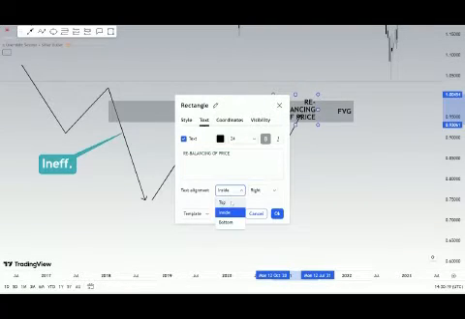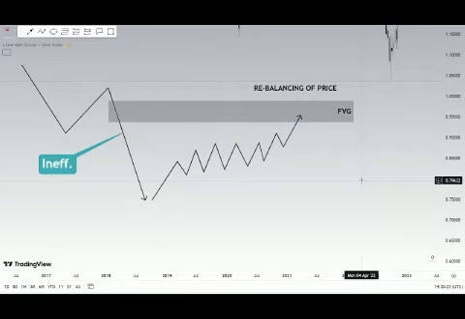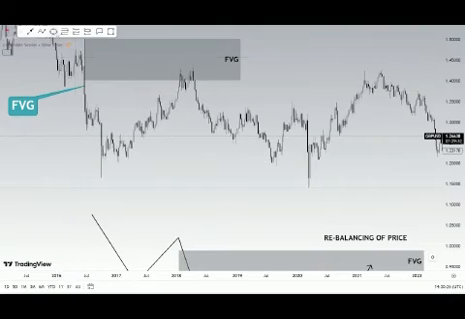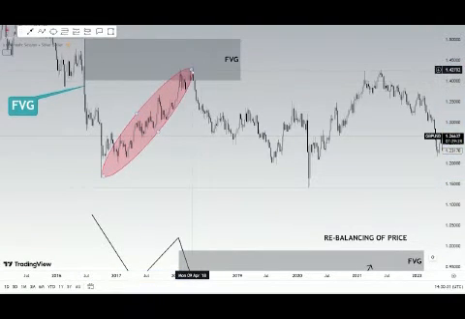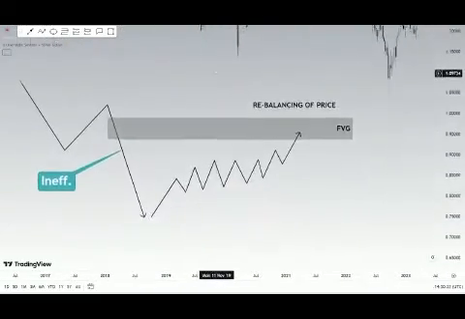Rebalancing of price, rebalancing of inefficiencies. This is one of the reasons why we see buy side delivery. This is buy side delivery over here. This range, this movement over here, is buy side delivery. Okay, that's the first reason. And that's why fair value gaps are so important.